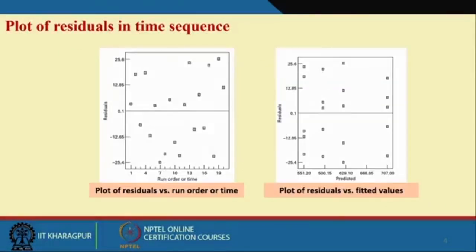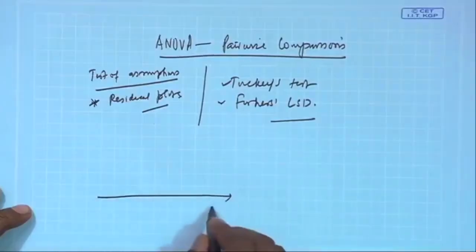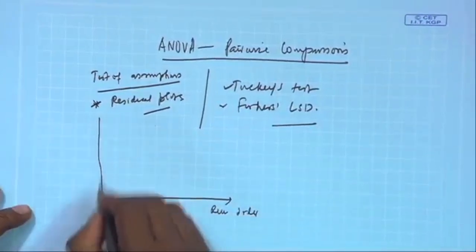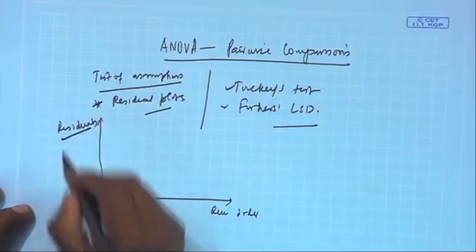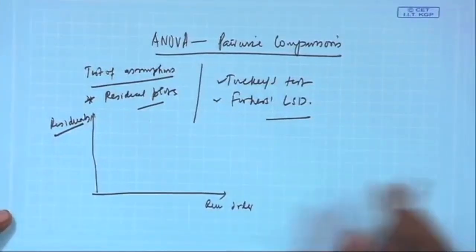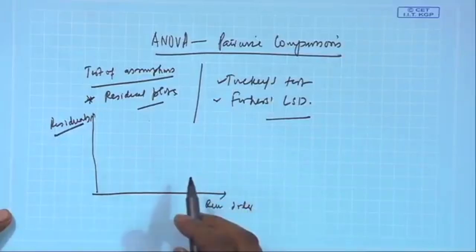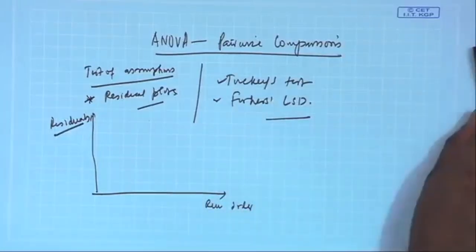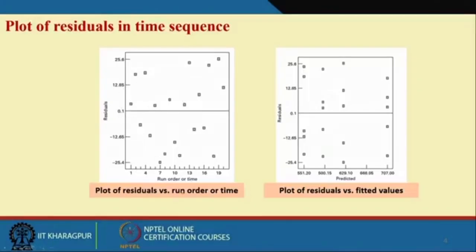First we will see the plot of run order versus residual. This plot gives you an idea about independence, whether the observations collected through the experiment are independent or not. On the left-hand side, the x axis is run order or time or observation order, and the y axis is residuals. The plot shows a completely random pattern with no pattern at all. If this is the case, then the observations are independent in nature.